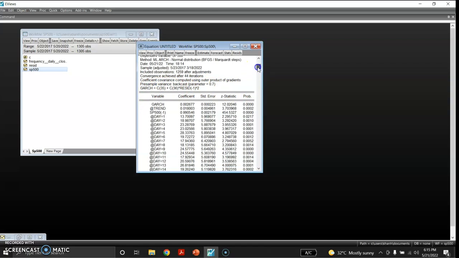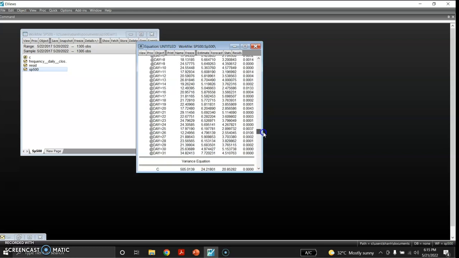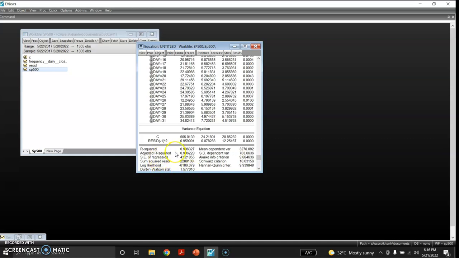So if you look at this equation, the coefficient of the GARCH is highly significant at t equal to 12.02, and the trend is also significant with t value as 3.7, and this is the lagged value of the dependent variable, and that is also significant. And these are the dummy variables for day. There is no constant in it, so all these dummies are highly significant. This is the conditional mean equation, and this is the conditional variance equation. C is equal to 505, and this is significant, and the previous period residual square is 0.95, and this is highly significant. The R squared value is 0.99, the adjusted R squared is 0.996, and the Durbin-Watson is 1.57. Let me check some of the.